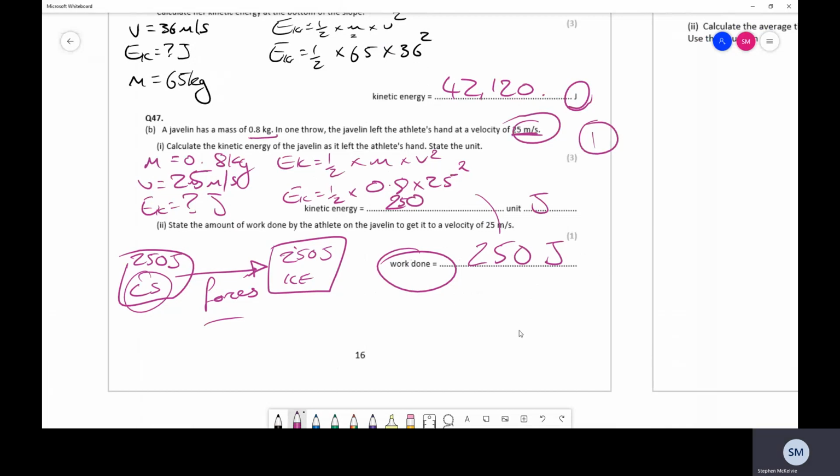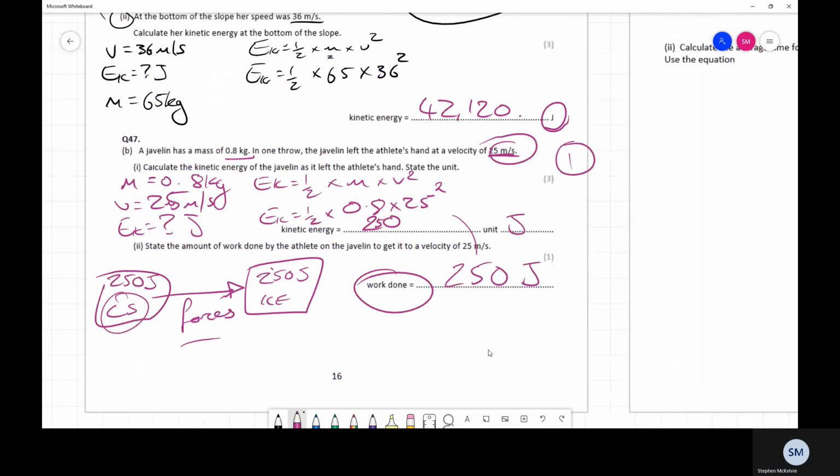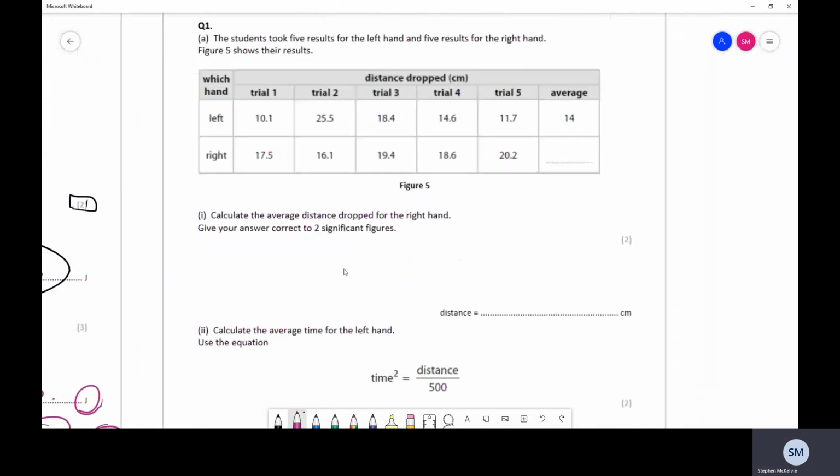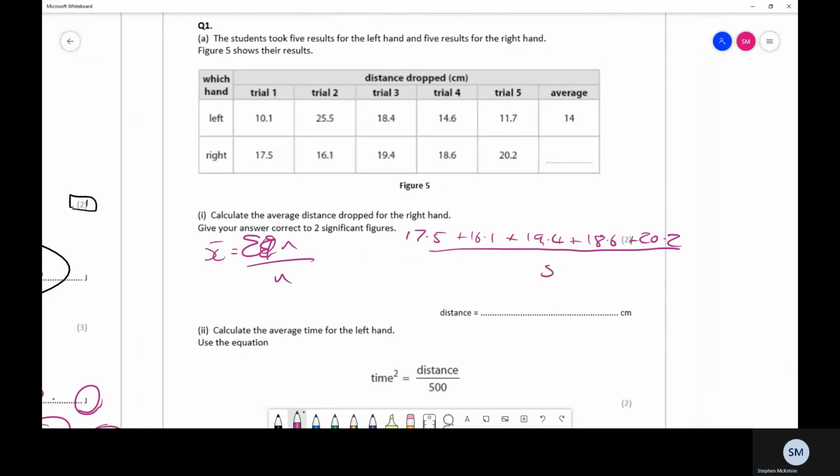The next question, I'm going to find the mean. So to find the mean, the equation is something like this, and it's the sum of the numbers divided by the number of numbers. That's not really the equation that you need. It looks something like that. So I'm going to add up all my numbers. 17.5 plus 16.1 plus 19.4 plus 18.6 plus 20.2 divided by the amount of numbers: 1, 2, 3, 4, 5.